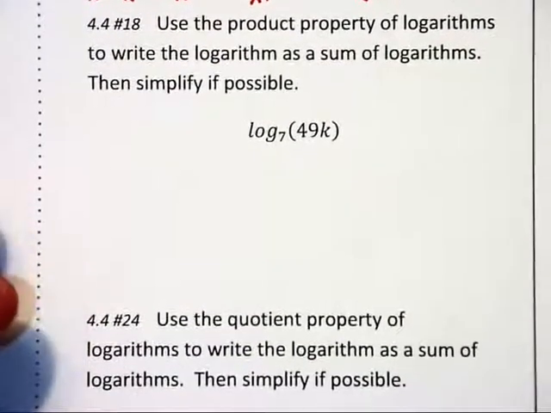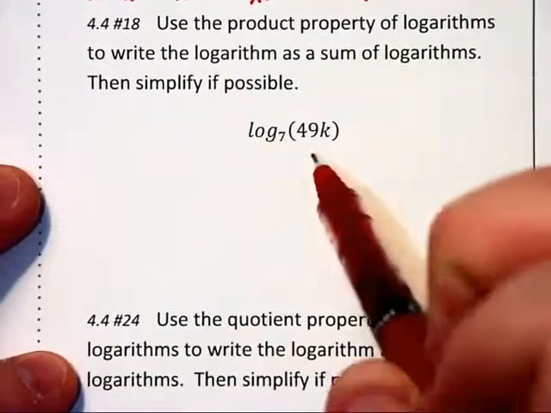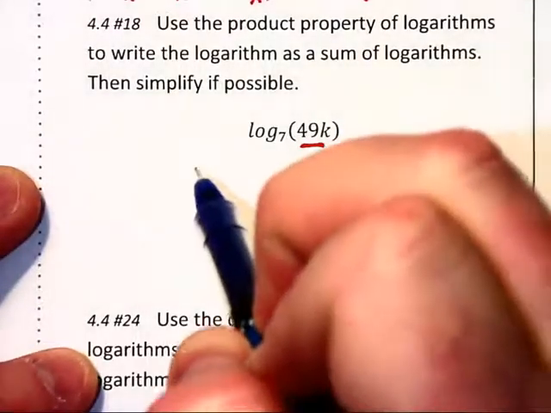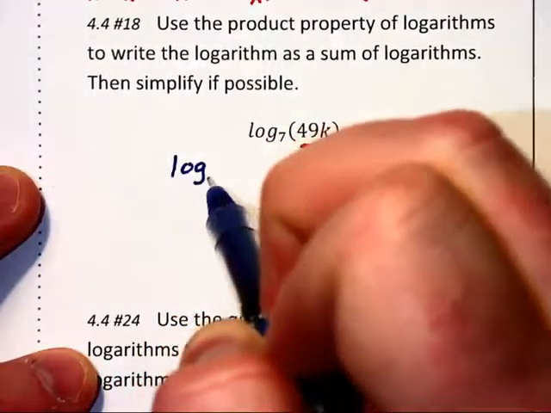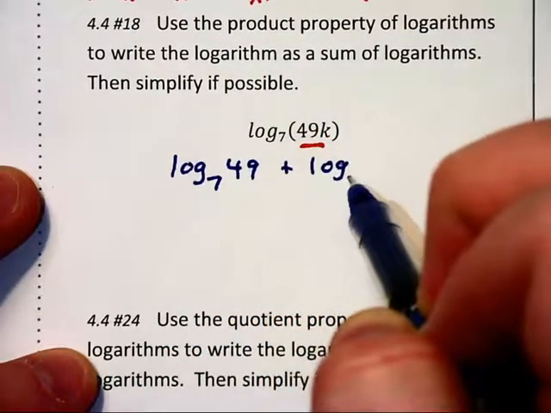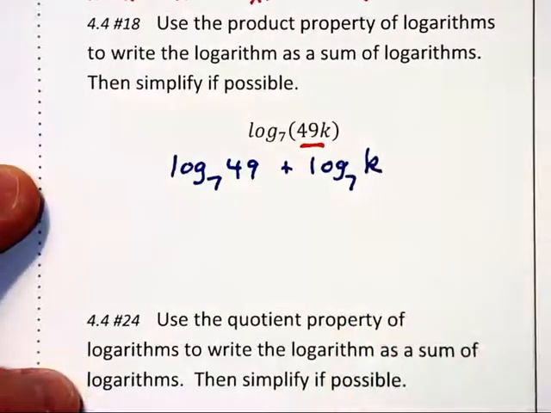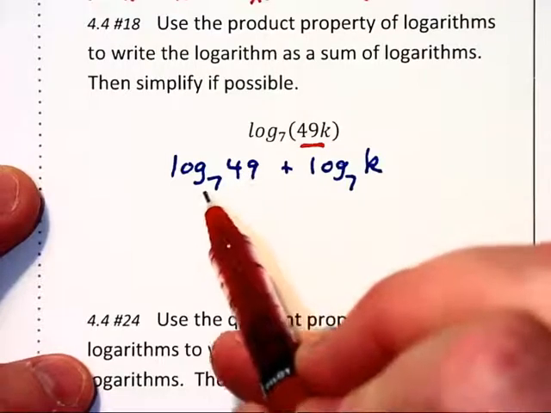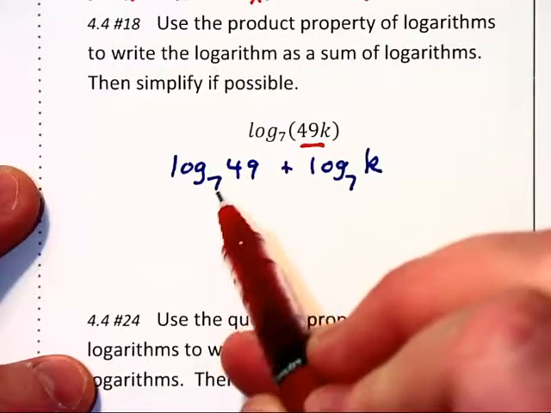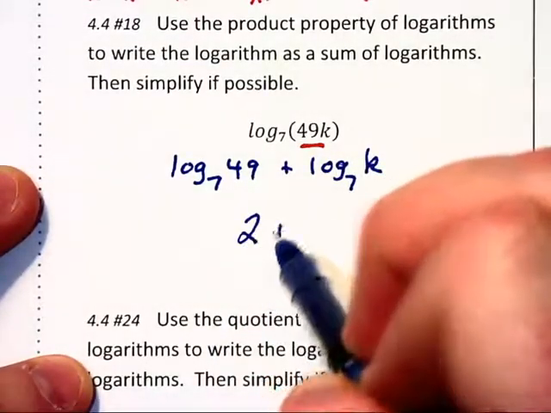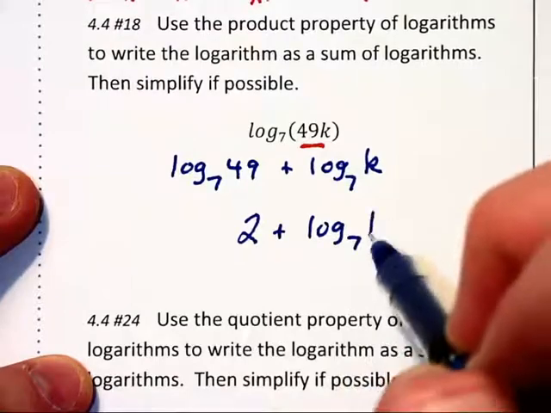Okay, we now want to apply these properties. Notice inside the parentheses we have 49k. That's a multiplication problem. So we can split that into addition of two logs. We can have log base 7 of 49 plus log base 7 of k. Now, this log base 7 of 49 can be simplified because 7 to the second power makes that 49. So this is going to equal 2 plus log base 7 of k.